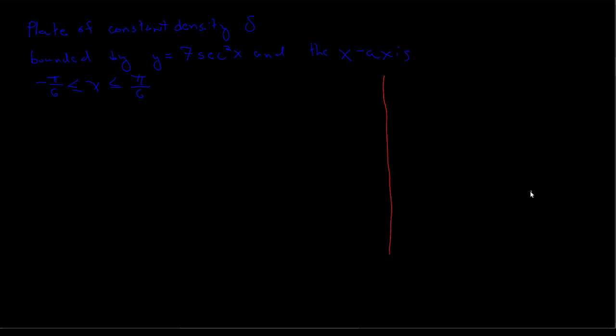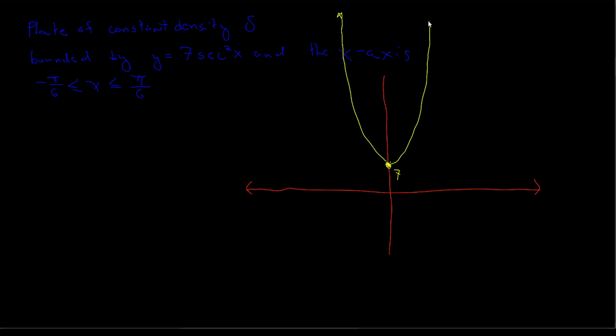So if I draw this plate and we draw the secant squared function on it, that's going to be 7 because secant squared will always be positive. When cosine is 0, this is 1 over 1, so 7. And it very steeply rises. And there are asymptotes at pi over 2 and negative pi over 2. But it will be very steep when it approaches them. And then we're going to look at pi over 6 and negative pi over 6.